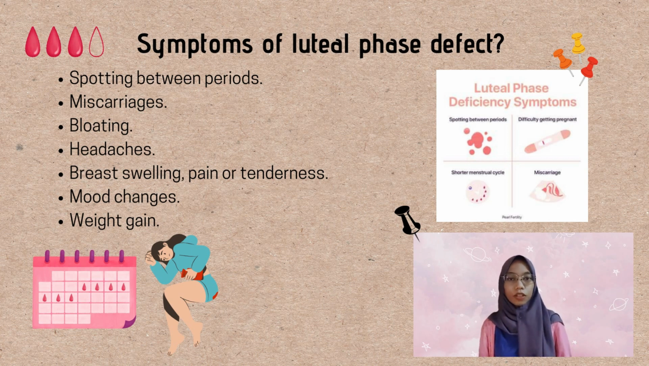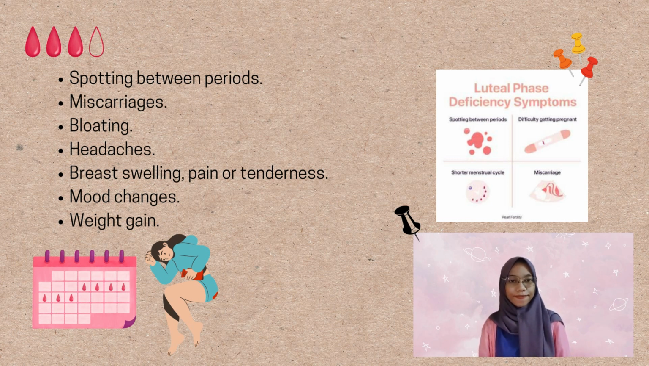So next, I will talk about the symptoms of luteal phase defect. Some symptoms of luteal phase defect include spotting between periods, difficulty conceiving, miscarriage, bloating, headaches, breast swelling, pain or tenderness, mood change, and weight gain.